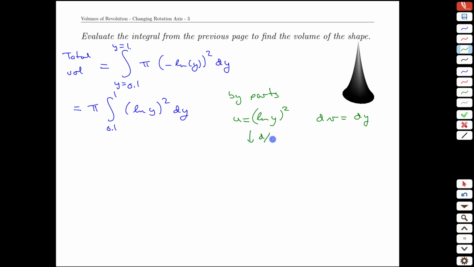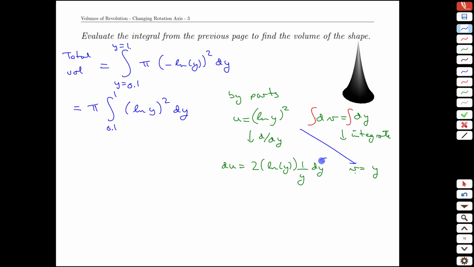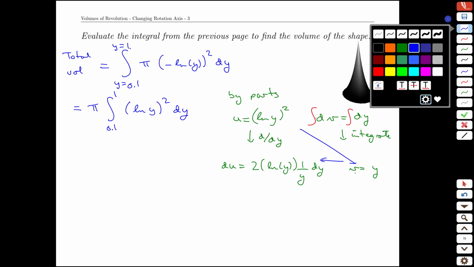Our process for integration by parts is to take the derivative. y is our variable. We'll try to be explicit about that. The other side here, we integrate both of these, and that eventually gives us a du being 2 ln of y times the derivative of the inside, which is 1 over y, and then a dy at the end. That would be over here in the derivative, and we just move it up. The other term is simpler. The integral of dv is v, and the integral of dy is y. Put our little mnemonic in here, and away we go for the calculations.